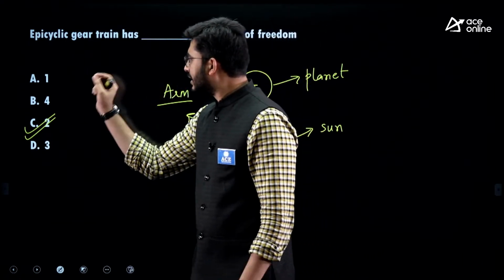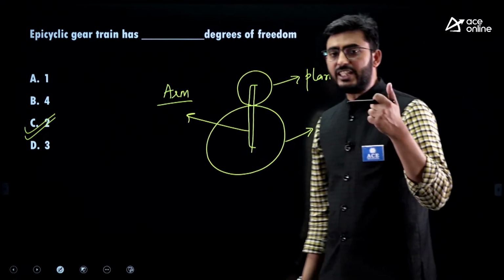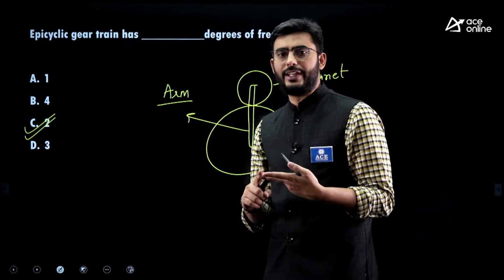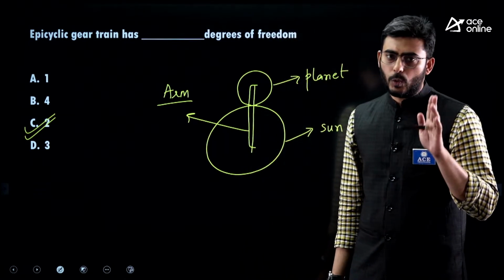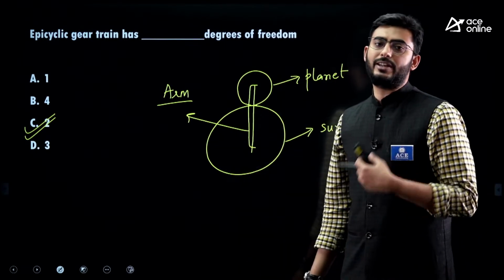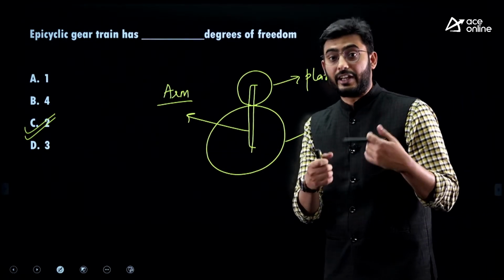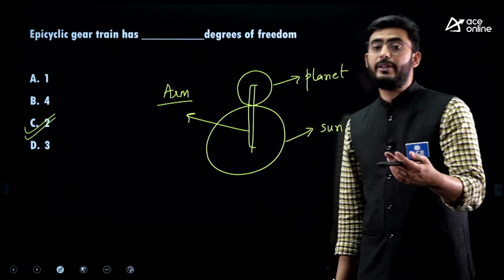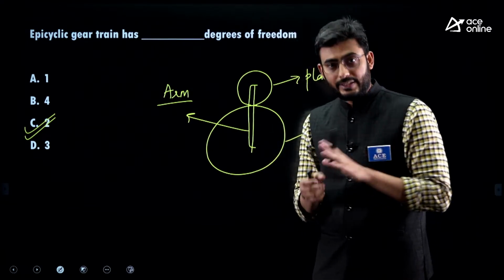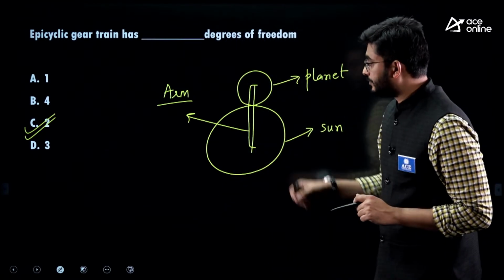So straightforward answer, for an epicyclic gear train, the degree of freedom will be equal to 2. But in case of a simple gear train, reverted gear train or compound gear train, the degree of freedom will be 1 only, until and unless you are adding the arm, then it will be different. So if it is an epicyclic reverted gear train, the degree of freedom will be 2. If it is a compound or epicyclic compound gear train, then the degree of freedom will be 2. Remember this point.